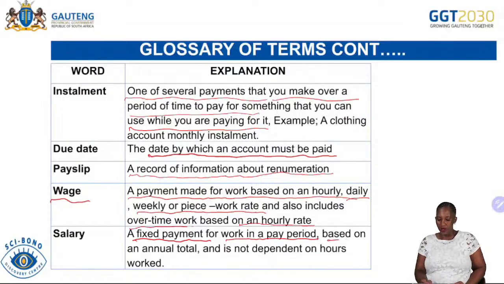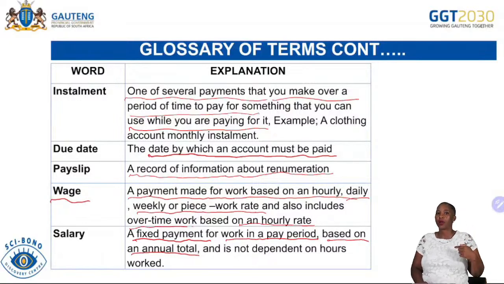So it is based on an annual total. Meaning when we get hired, we are told that, okay, in your package we'll give you 245,000 per annum, and then you go back home and say, oh, okay, these people said they will give me 245,000 per annum.